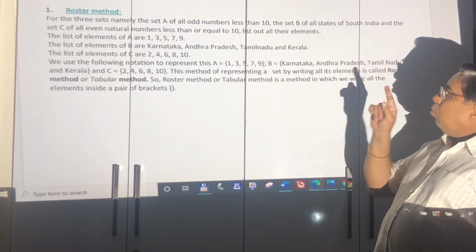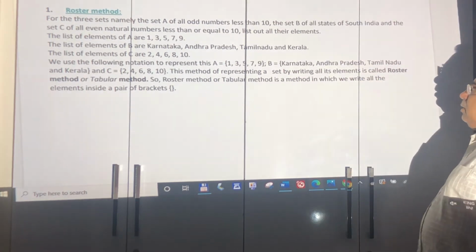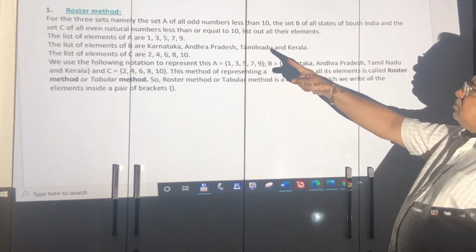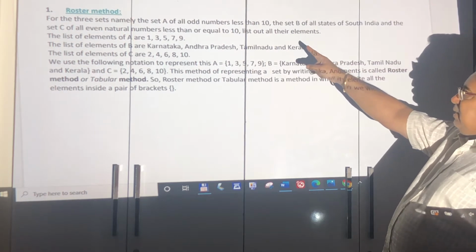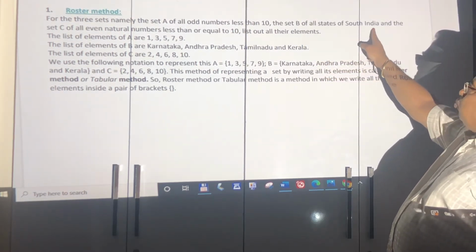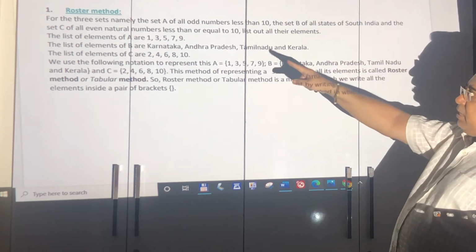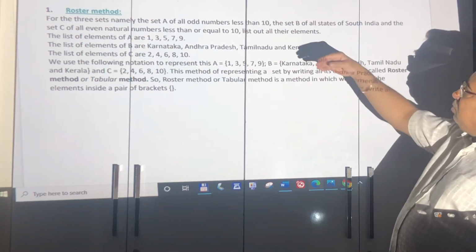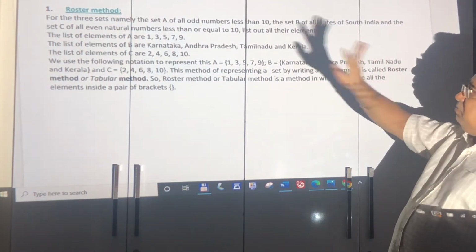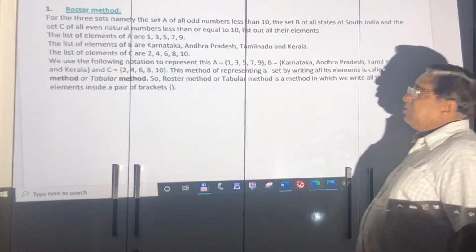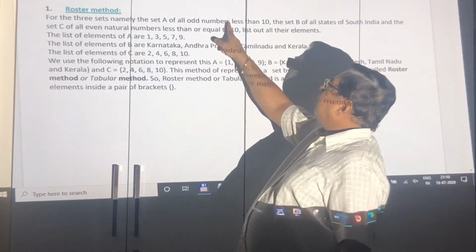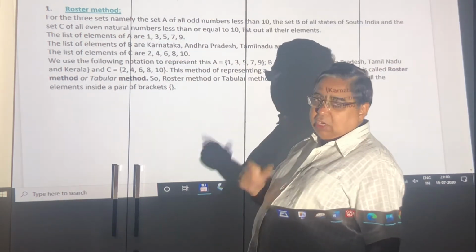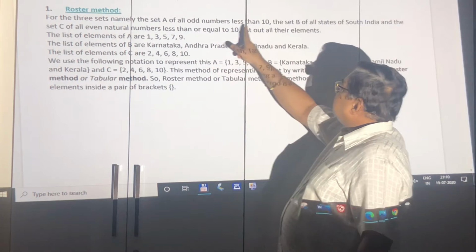Okay, so how to write the roster method? Now, in roster methods, take 3 sets: set A of odd numbers less than 10, set B all states of South India, and set C even natural numbers less than or equal to 10. Let's take 3 different examples. One odd numbers, one states, one even natural numbers. Okay, let's see. So A, odd numbers less than 10: 1, 3, 5, 7, 9. Can't have anything more.